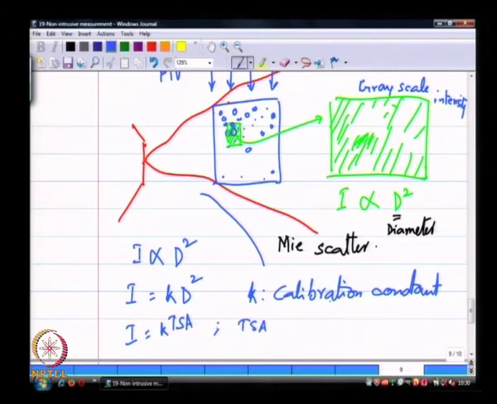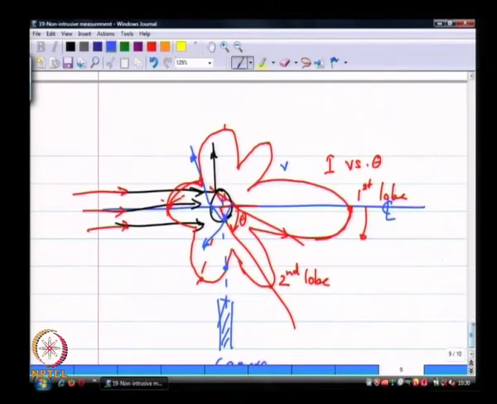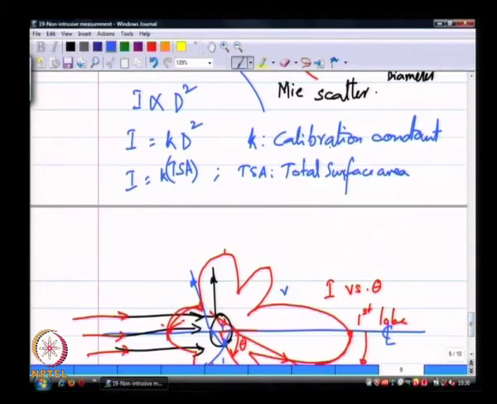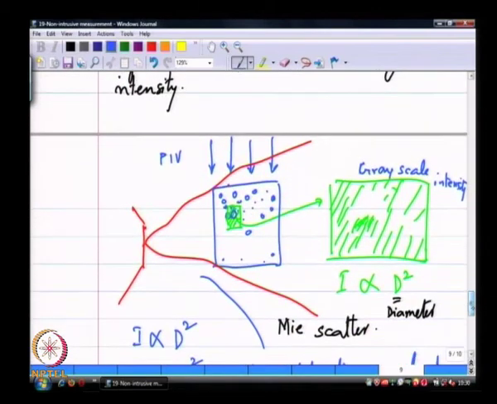So, TSA, or in some sense, instead of saying total, you might say this is the mean surface area, like an average surface area in this little green rectangle. And that liquid vapor surface area that is present in this green rectangle is responsible for the grayscale intensity, like an average grayscale intensity at that point.